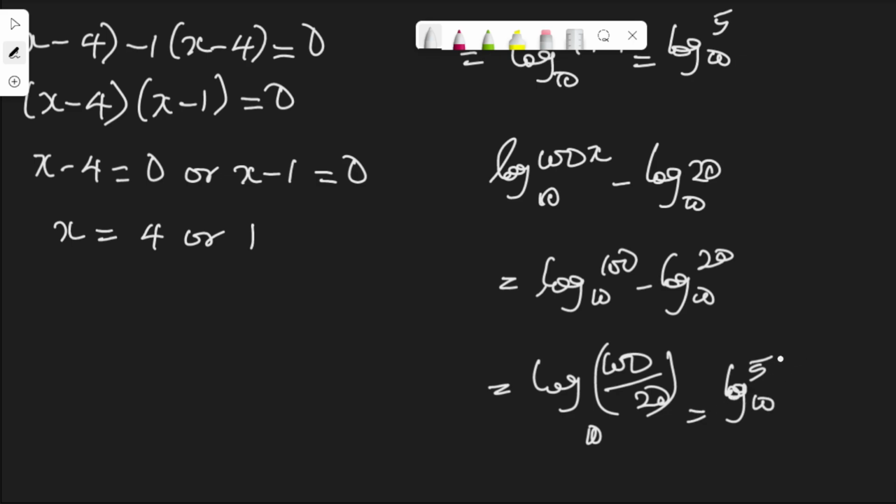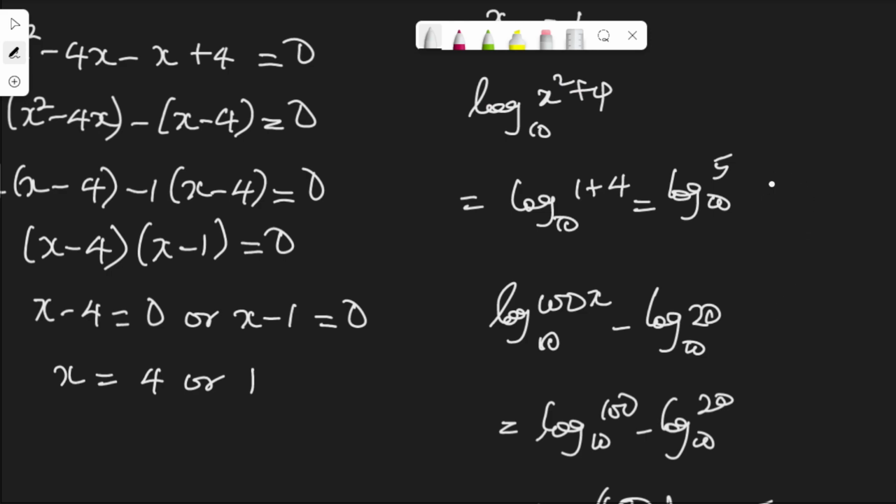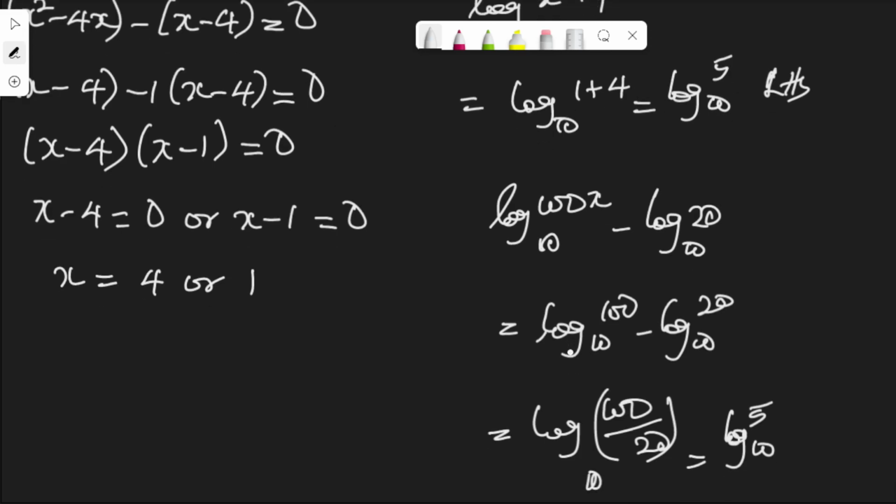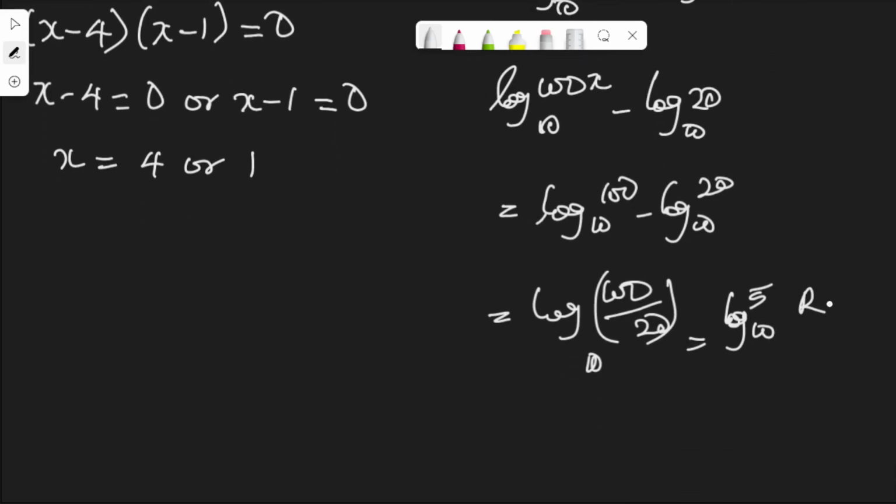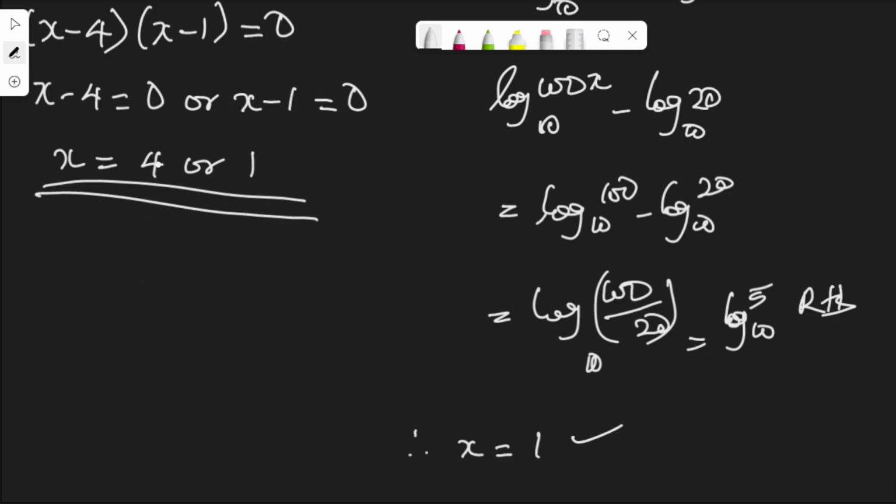Again, the left hand side and the right hand side are the same. This is the left hand side, which is log 5 to base 10. The right hand side is also log 5 to base 10. Therefore, x equal to 1 is also correct. That means our two values, 4 and 1, satisfy the equation.